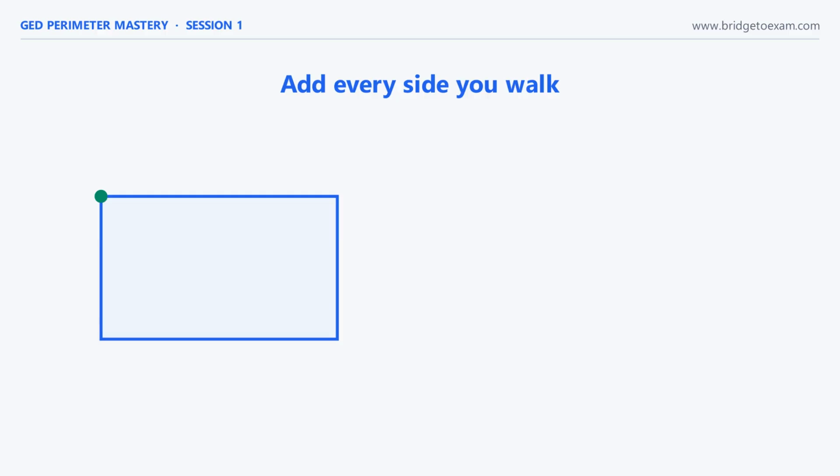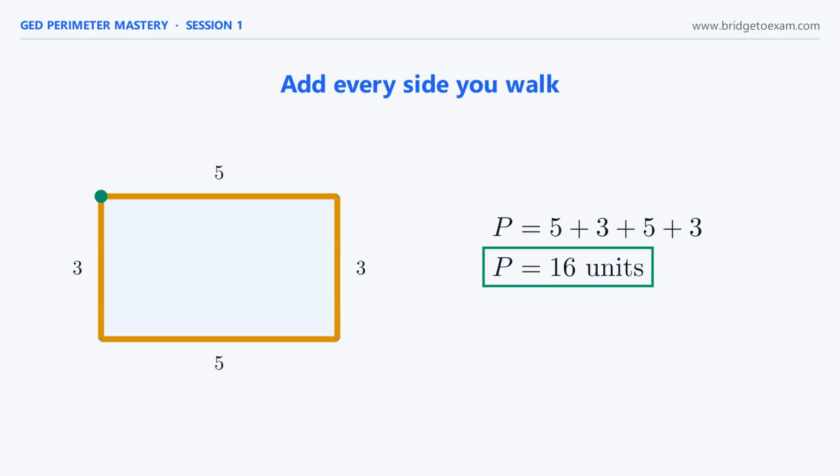So, let's take the walk. This rectangle has sides 5, 3, 5, and 3. Start at this corner and go 5 along the top, 3 down the side, 5 back across the bottom, 3 up, and we're home. Now add up what we walked. 5 plus 3 plus 5 plus 3 is 16 units.